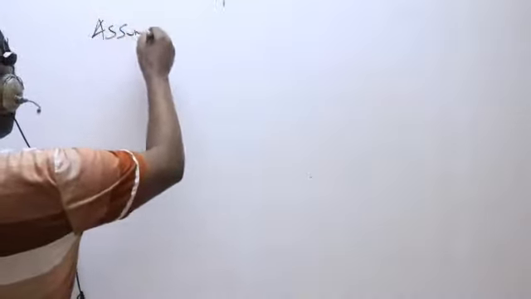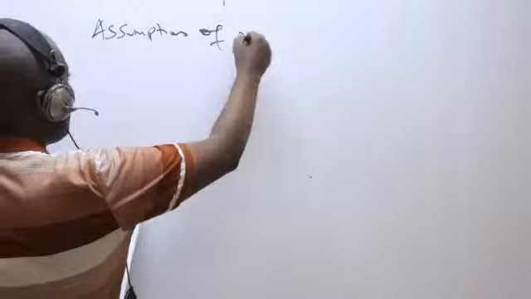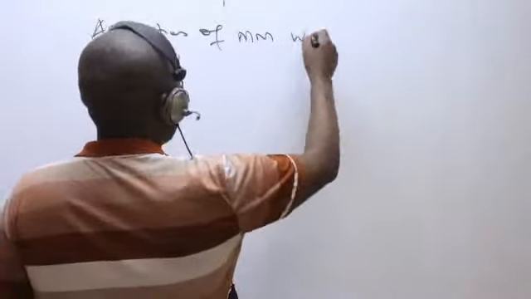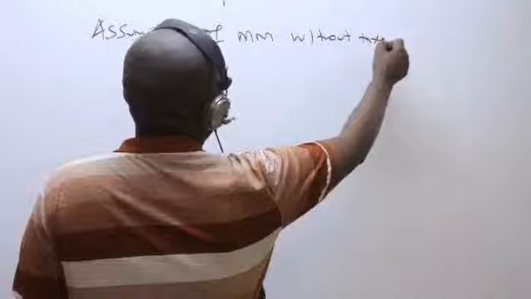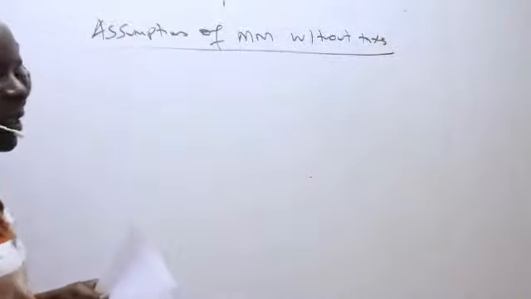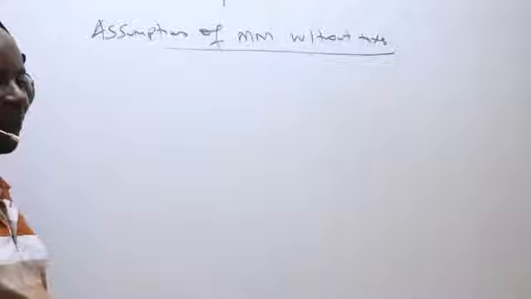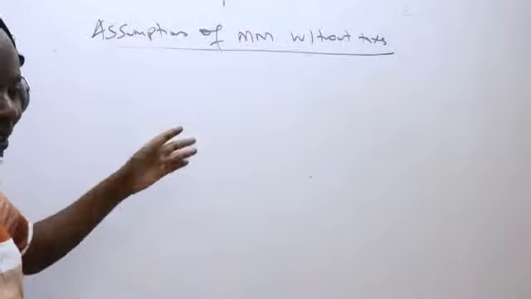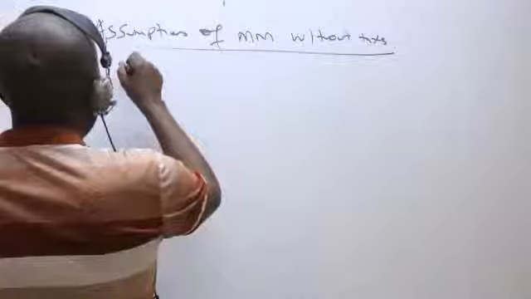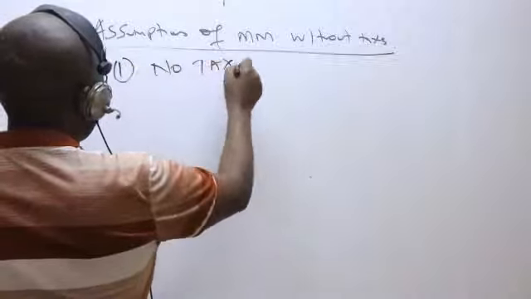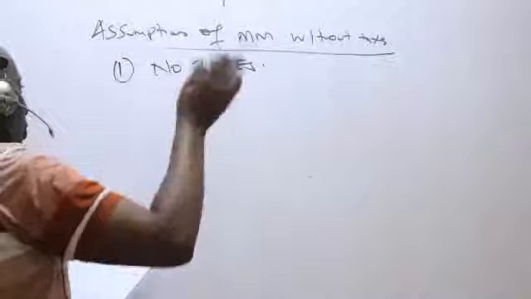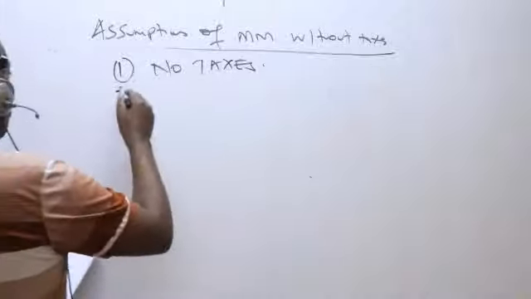We should be able to state the assumptions of MM without taxes. What should be the first assumption here? No taxes, isn't it? Good. No taxes. Very important. Personal and corporation taxes are 0. Number 2, no transaction cost.